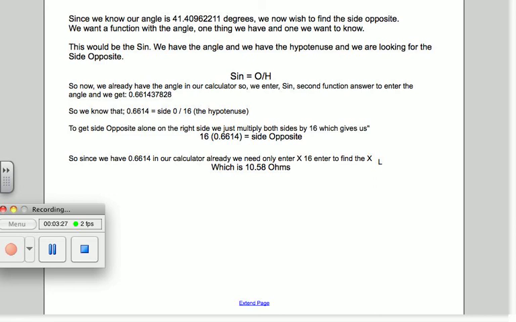So all we would have to do is multiply both sides by the hypotenuse, which will drop out of the right side, right? So if we just multiply 16 times 0.6614 and that whole long number, we'll get the side opposite. So we'll plug that in and we'll find that we have 10.58 ohms of X sub L. That's an inductive reactance that we just inferred from the information we found before, 10.58 ohms.